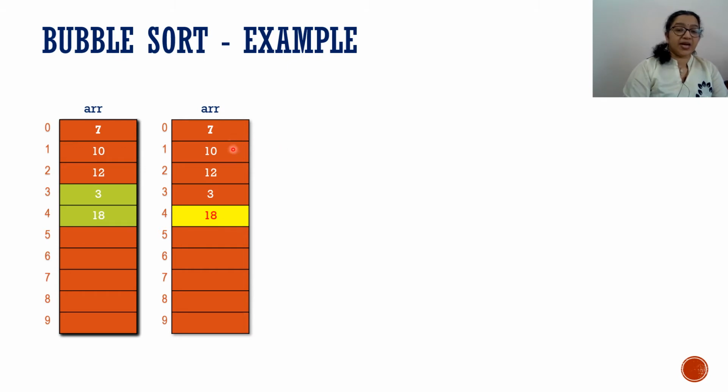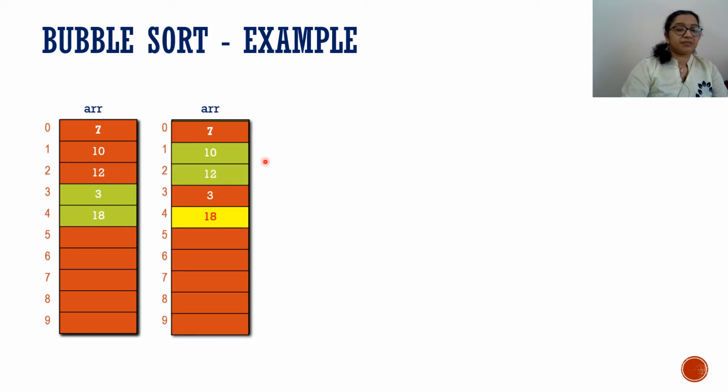7 and 10, comparing adjacent cells. So 7 and 10 we are comparing. It's in order because 7 is the smallest one and 10 is the highest one. So we don't want to swap it. Now next is 10 and 12, we want to compare it. 10 is the smallest one and 12 is the highest one. So this one is also in proper order, so we don't want to swap it.